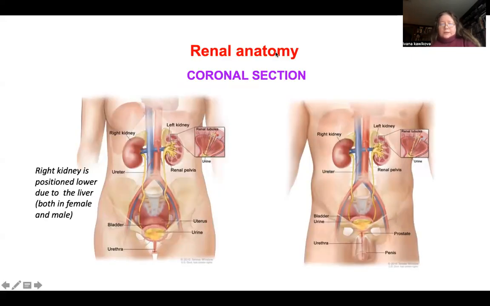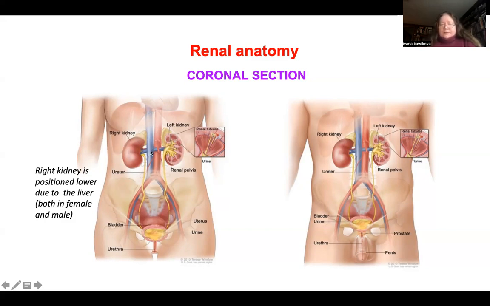So here we are looking at the coronal section of the human body, and you see here that kidneys are a paired organ. We have the left and right kidney, and they are located under the diaphragm in the back of the abdominal cavity. And here we see the right kidney is positioned slightly lower than the left kidney. The reason for that is that the liver is quite a big organ and presses a little bit during development on the right kidney.